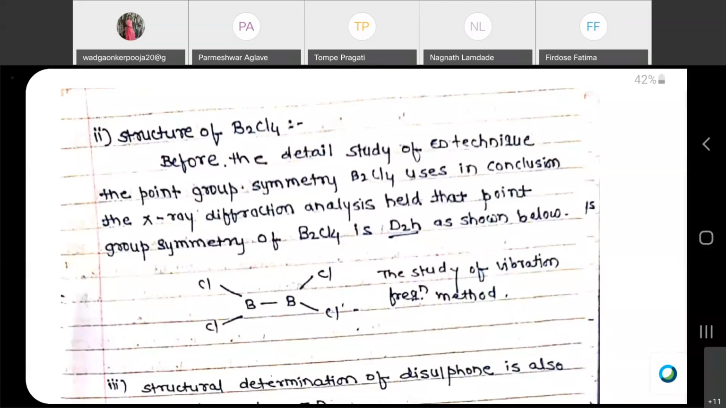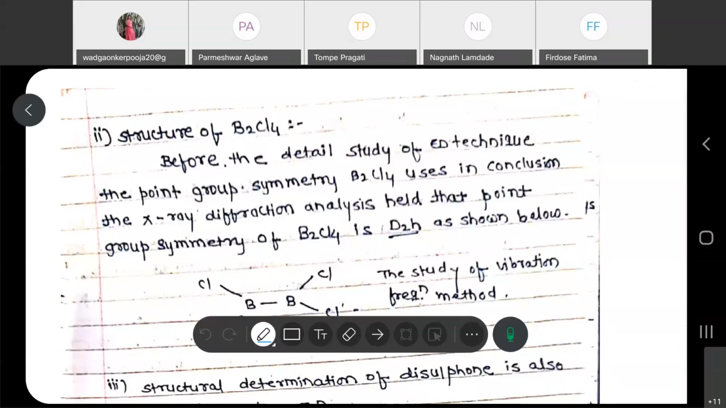Okay, now let me come to the point, electron diffraction technique. Electron diffraction techniques are very, very important and very useful. And the electron diffraction technique also tells us about the symmetry of our B2Cl4 molecule. See, this is right here. Who tells us this? Not you or me, but the electron diffraction technique.